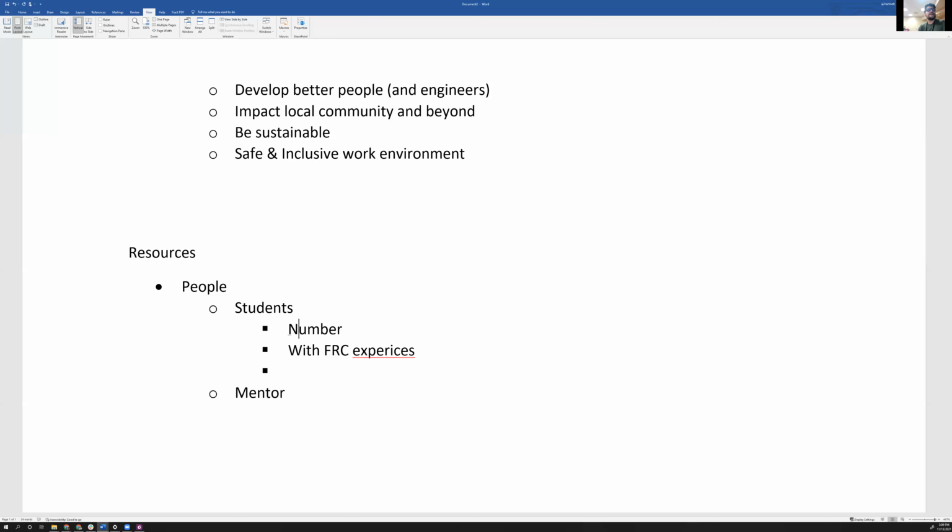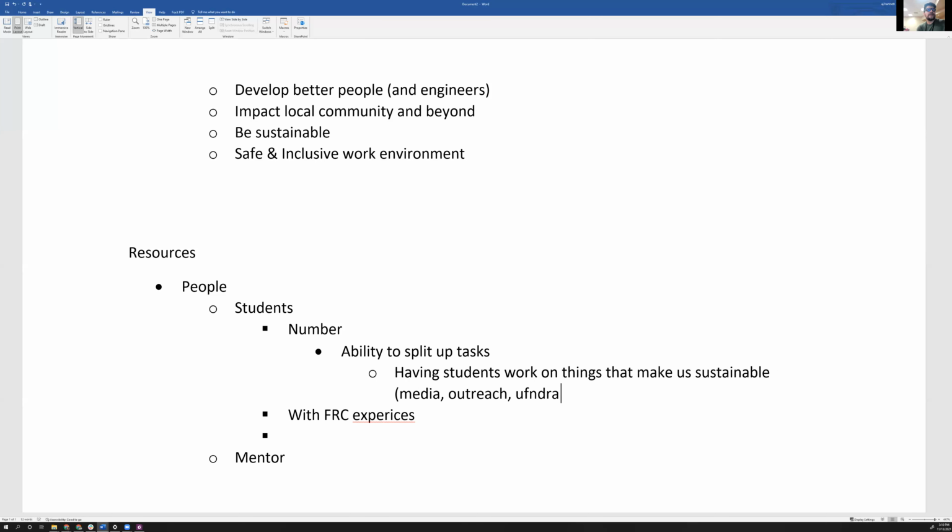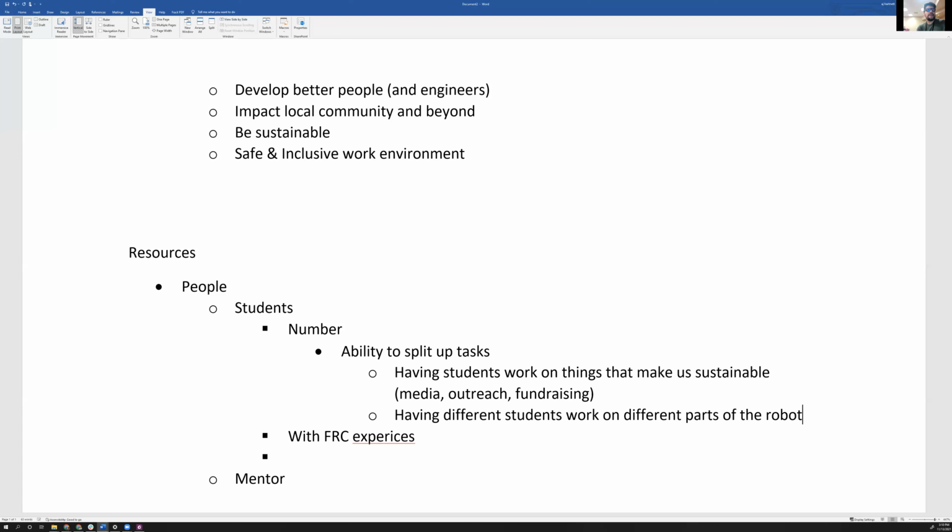So let's break this down, because this is, I think, where y'all were kind of hinting at. With a large number of students, that's where we can work things in parallel, right? So that's where we have students for doing outreach. That's where we have programmers and things like that. So the number of students can be the ability to split up tasks. And so that can be things like having students work on things that make us sustainable, such as media, outreach, and fundraising. But also having different students work on different parts of the robot. So that's your programmers, fab, design, base, intake, whatever, all those types of different things, right?